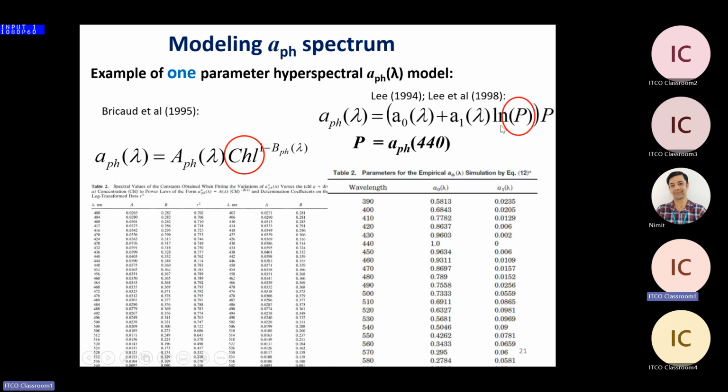What we did is instead of using chlorophyll, we use the APH 440, basically use this peak in the blue to determine the whole spectrum. So this shows when we know the peak value, then we can get the whole spectrum of APH, because this A0 and A1 are also tabulated from measurements as shown in this table. So here are two examples showing that just using one variable, we can get the APH spectrum.